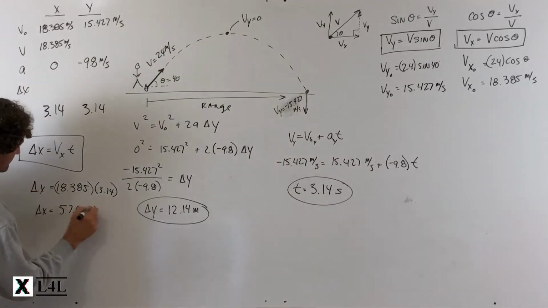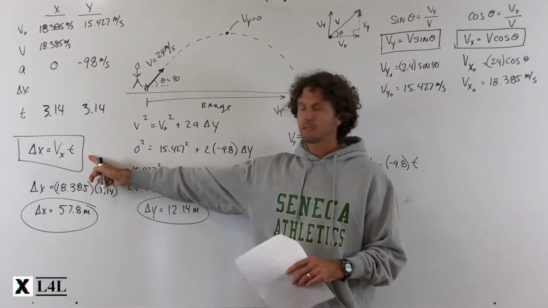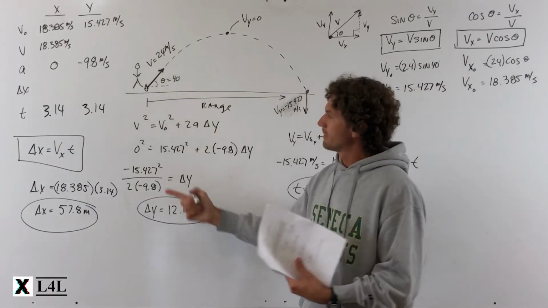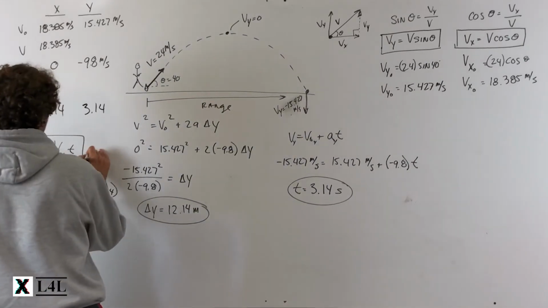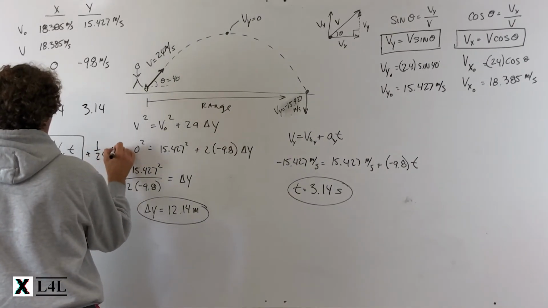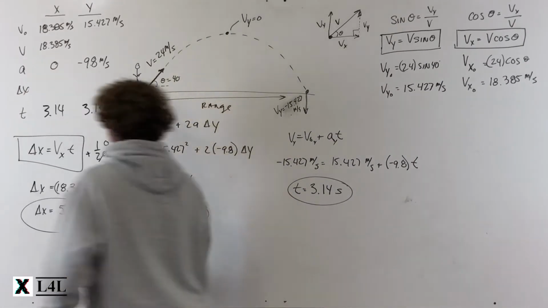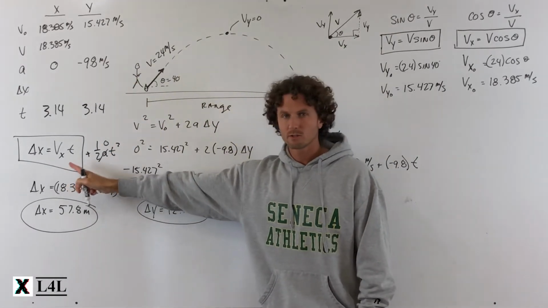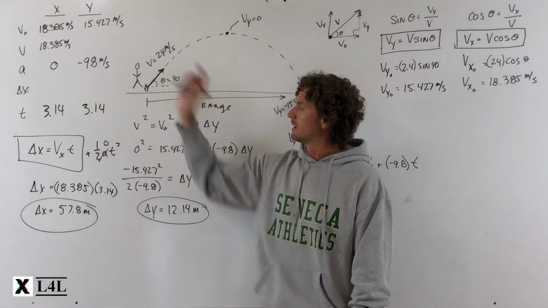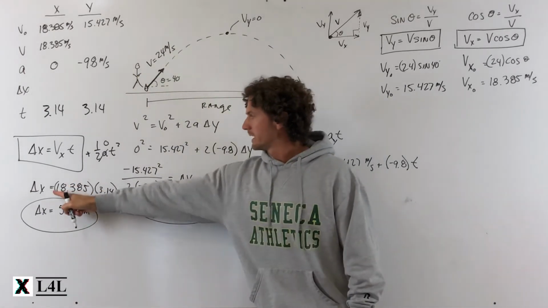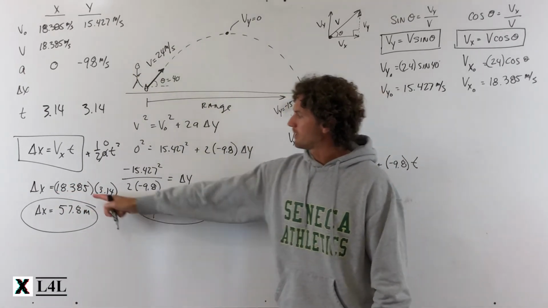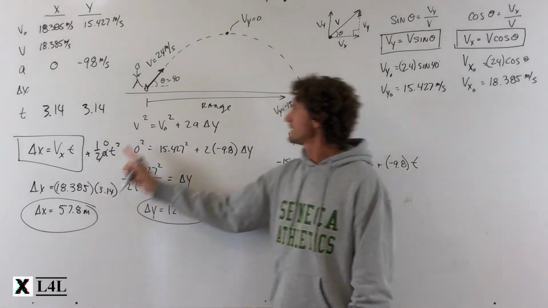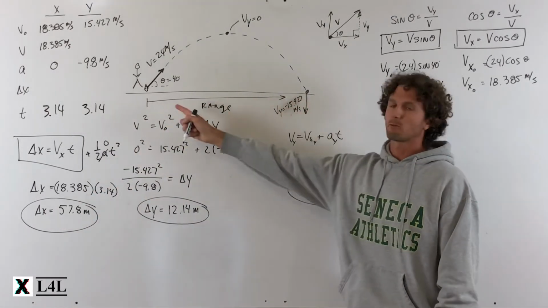Again, this is just a breakdown of this equation. But since the acceleration in the horizontal is always 0, we end up with just this equation because it's constant velocity. Plugging in, our horizontal velocity times time gives us 57.8 meters as the range, how far this football actually goes.